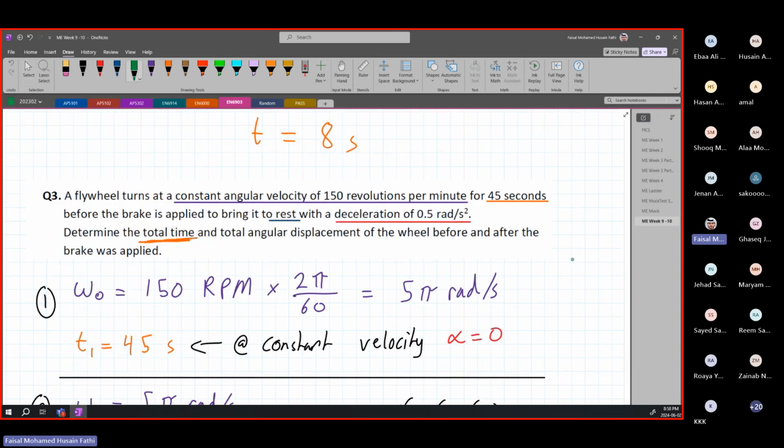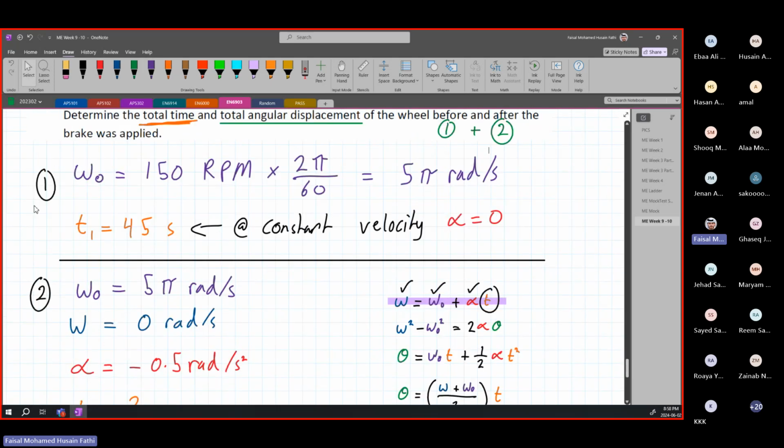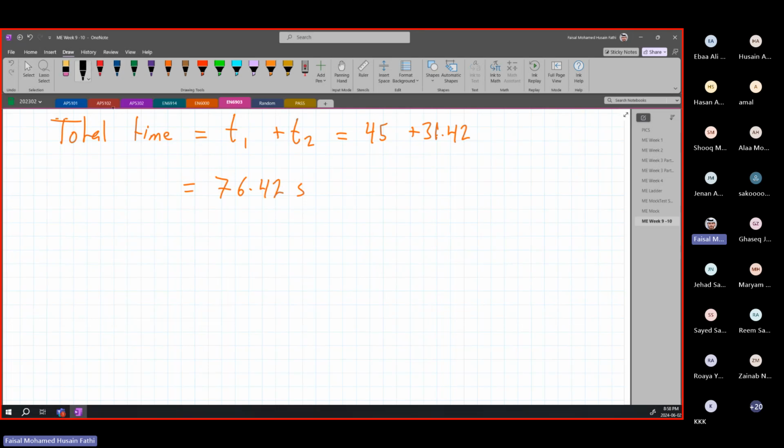And now they're asking for the total angular displacement of the wheel before and after the brake was applied. So we need it for phase before, which is phase 1, plus phase 2. So how are we going to do this? Well, first, we're going to need to find the displacement using this equation, since we have constant velocity for phase 1, all right? So again, we're going to do it for phase 1 and phase 2.